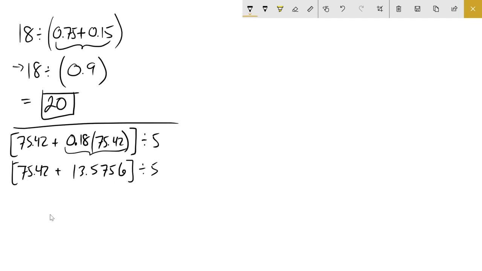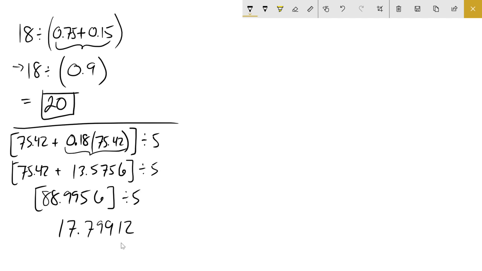If you add these two numbers together, what do you get? It's like 88.9956. And then I still wouldn't divide at that point. I would wait. So then divide by 5, and what does that come out to be? 17.79912.